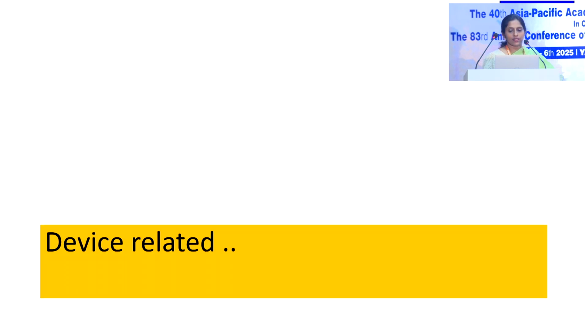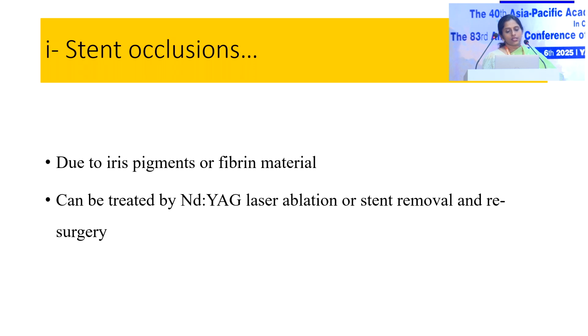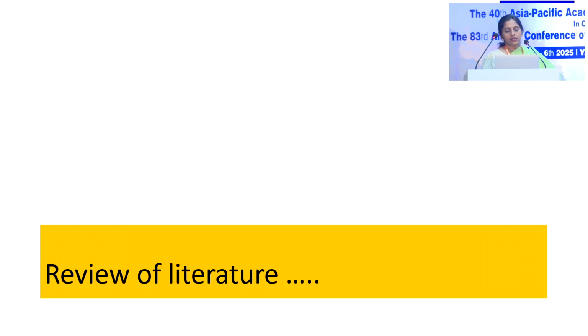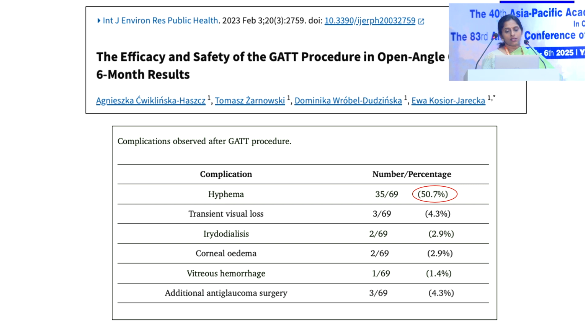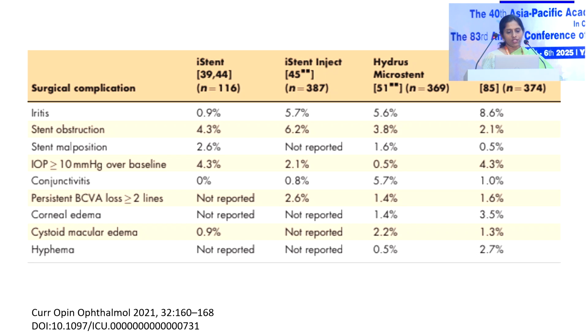cataract surgery following this. So there are also problems related to the device, because with iStent, though I'm not using it very commonly, it is still possible to get stent occlusions or migrations or displacement, which is dealt with. And reviewing the literature, looking at the complications, the GAT complications, or any complication for that matter with any of the MIGS, the most common complication is hyphema. Whether it is with GAT or KDB, it's mostly hyphema.